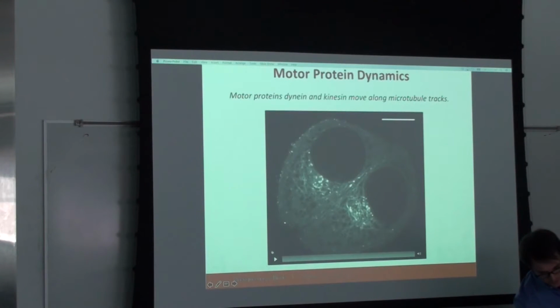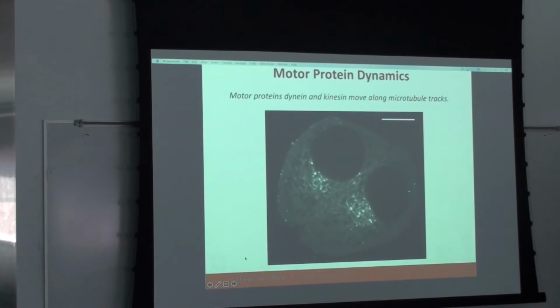Another thing is motor proteins. Motor proteins are really interesting because they consume energy and convert chemical energy into motion. And so we use these probes to track motor proteins like kinesin and dynein and see how they move at the individual molecule level inside of living cells. That couldn't be done for long periods of time with organic dyes. And so we can understand how motor proteins move along tracks, microtubules, inside of cells.